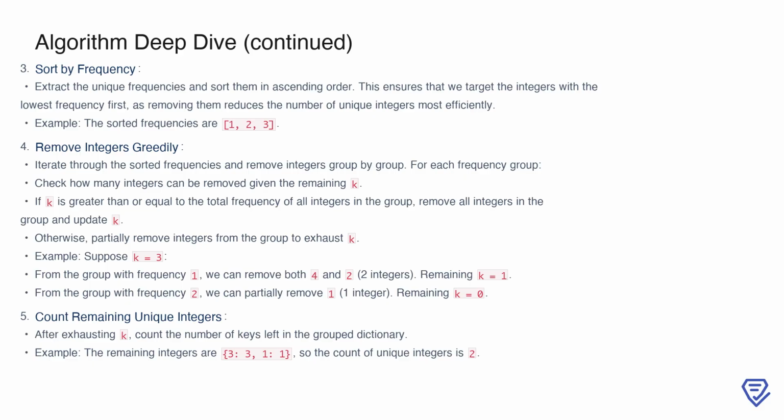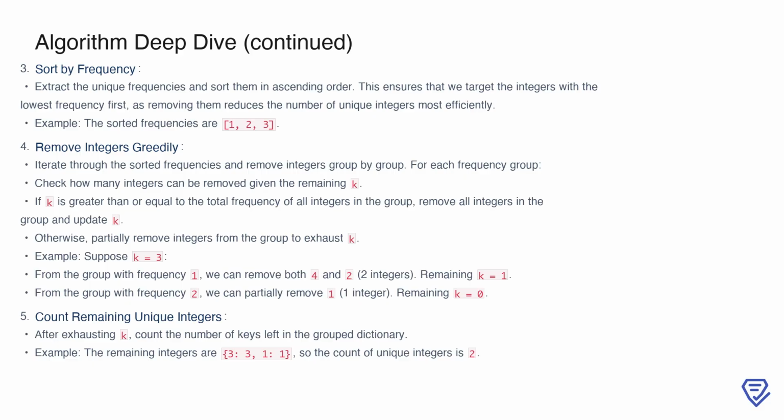Now, with the integers grouped by their frequencies, the next step is to sort these groups by frequency in ascending order. This ensures that we deal with the integers that appear the least first, as removing them has the maximum impact on reducing the number of unique integers. For example, the sorted frequencies are 1, 2, 3. From here, we proceed to remove integers greedily.